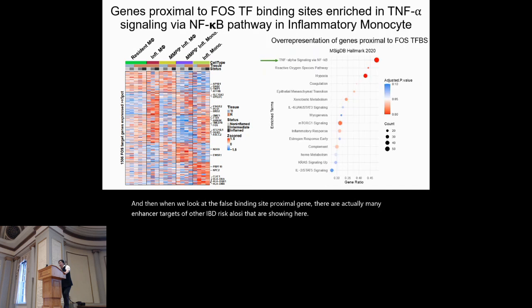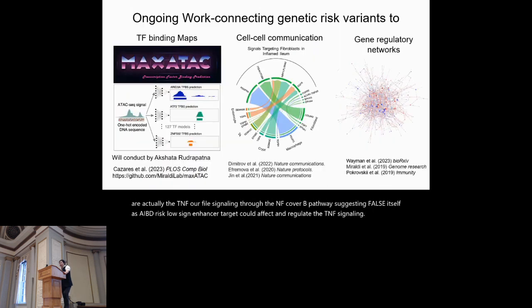And when we do the enrichment analysis for those genes, we find the top enriched pathway is actually the TNF alpha signaling through the NF-kappa B pathway, suggesting FOS itself, as an IBD risk loci enhancer target, could affect and regulate the TNF signaling. With that, we have some ongoing work trying to connect those genetic risk variants to the transcription factor binding and also cellular crosstalk and gene regulatory networks.